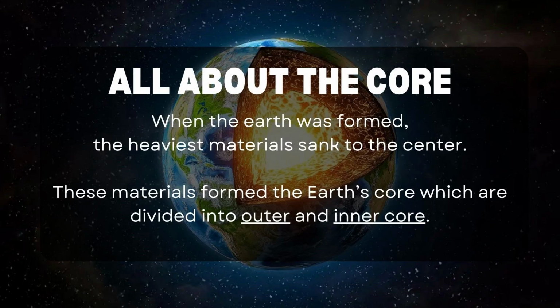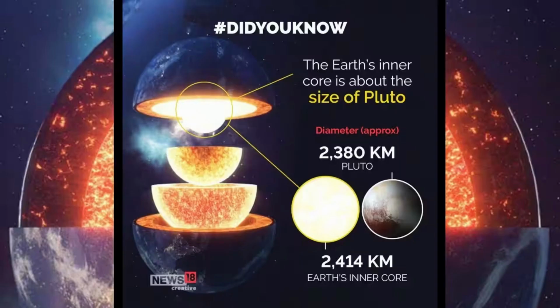The core. When Earth was formed, the heaviest material sank to the center. Did you know the inner core is about the size of Pluto? The approximate diameter of Pluto is 2,380 km, while Earth's inner core is 2,414 km.